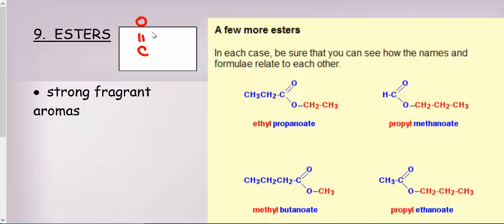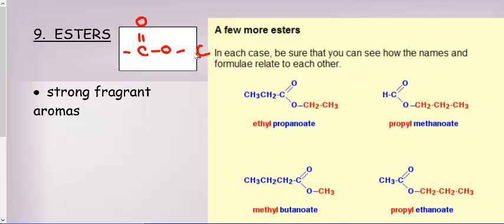It has the C double bonded to O, but this O is then bonded to a carbon. Let me erase that rather than put R. Let's bond that to a carbon. And then this carbon can either be bonded to an H or it can be bonded to more carbons. So they have the two O's also, but notice the difference. In an organic acid, this O is bonded to H. Here, this O is bonded to another C.